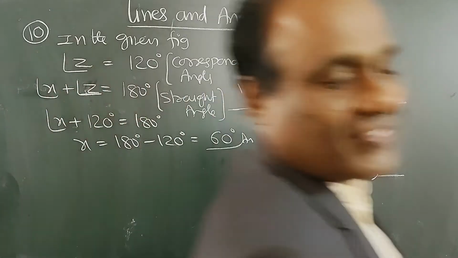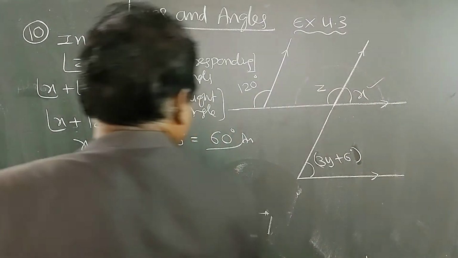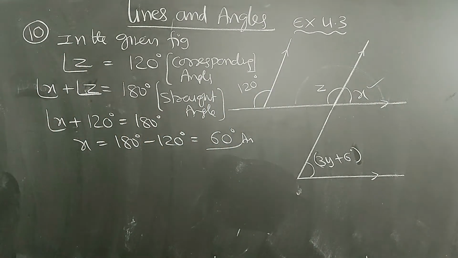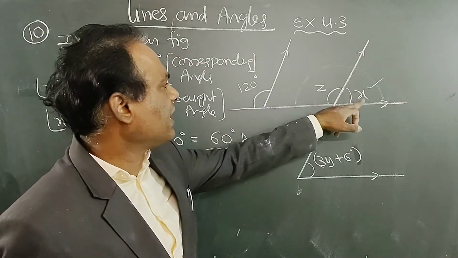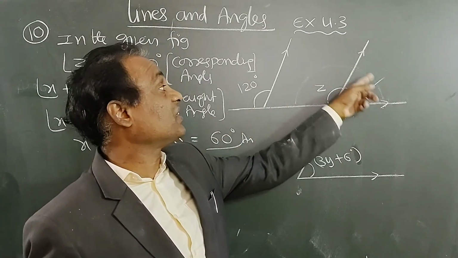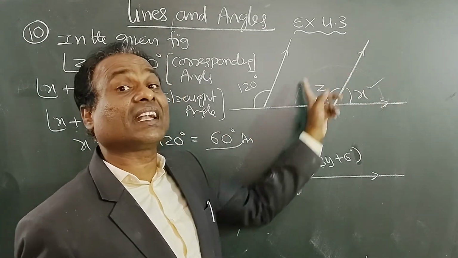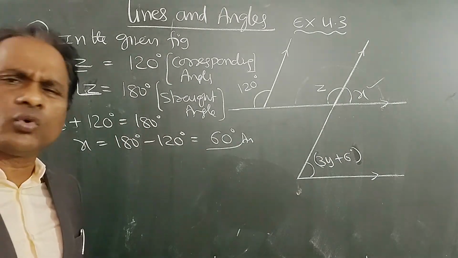Next question, students. There is another question in this. x is equal to 60. Very simple, because this is 120 means this is also 120, corresponding angles. x plus 120 is equal to 180, because the total angle on a straight line is 180 degrees. So 180 minus 120 is 60 degrees.